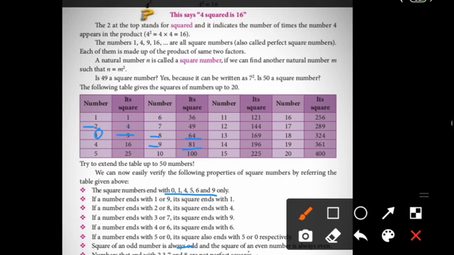Don't misunderstand my words. Ma'am, 11 here ends with 1, but you are saying square numbers always end with 1. 11 also ends with 1 but is not a square number. A perfect square number always ends with 0, 1, 4, 5, 6 and 9, but 11 is not a perfect square number. Right? I think you all understood.